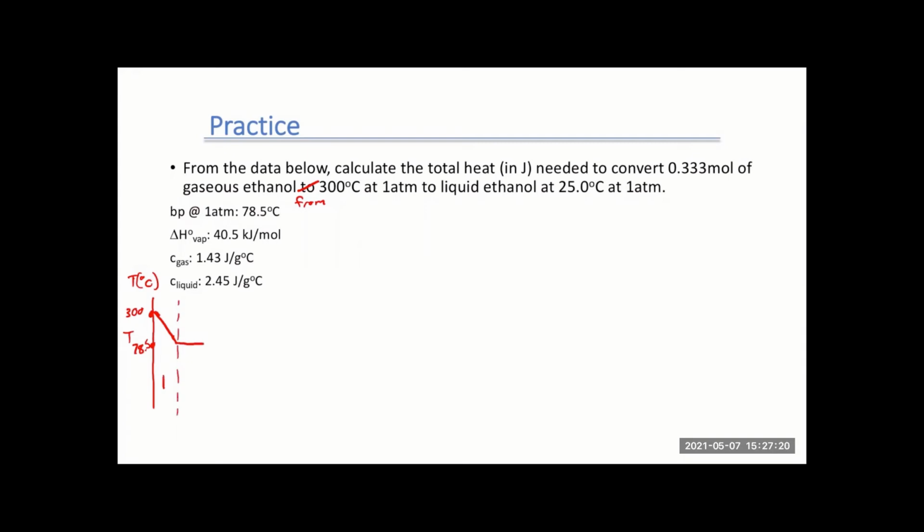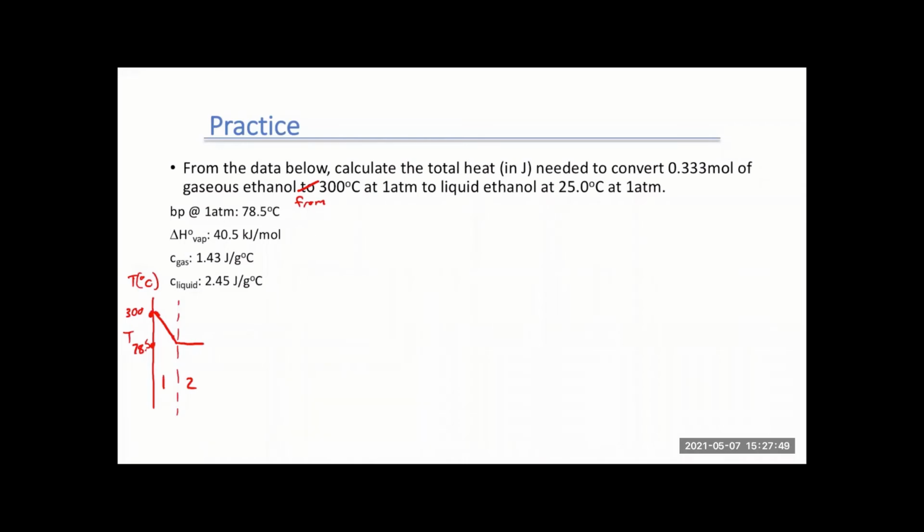Stage 2, we're going from the gas phase to the liquid phase. And remember, when we're going between phases, the temperature doesn't actually change. And that's because the boiling point doesn't change. The boiling point of ethanol is going to be 78.5 degrees at 1 atmosphere. It's not going to start boiling at a lower temperature. It's just going to complete that phase change first.